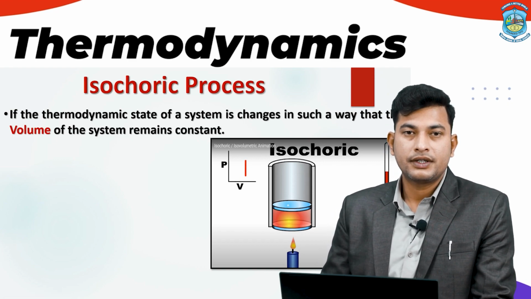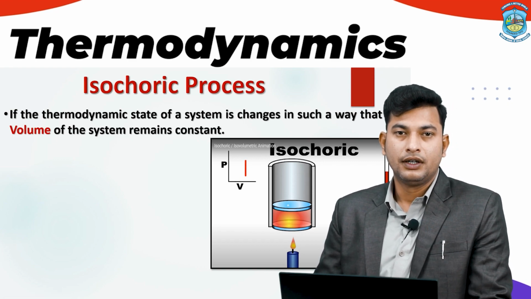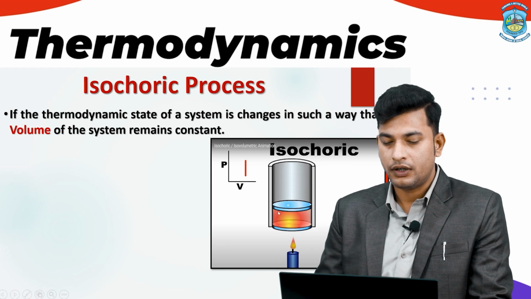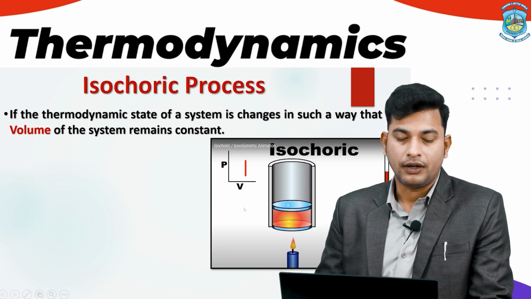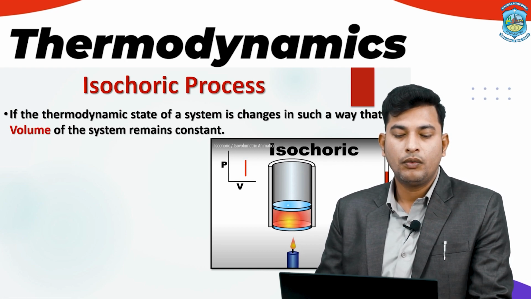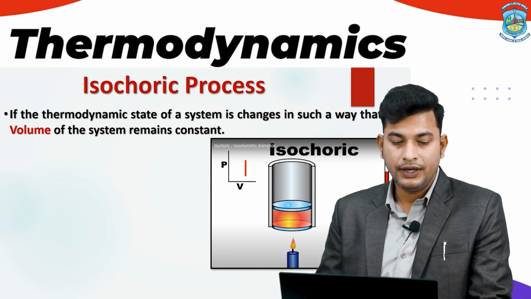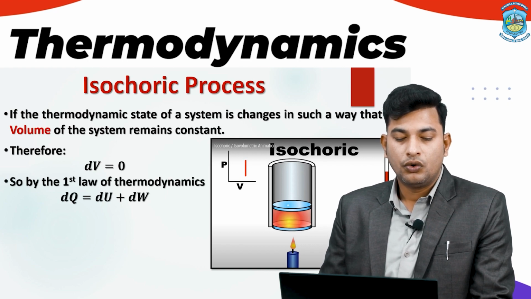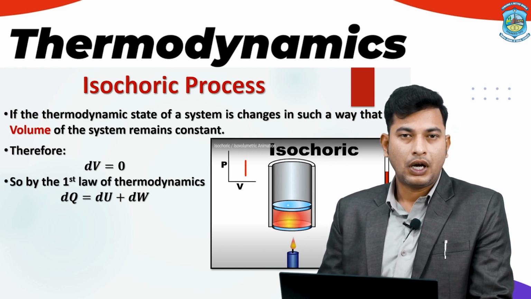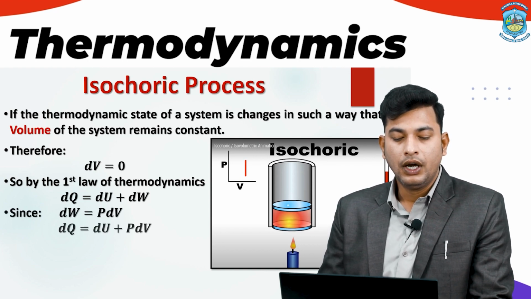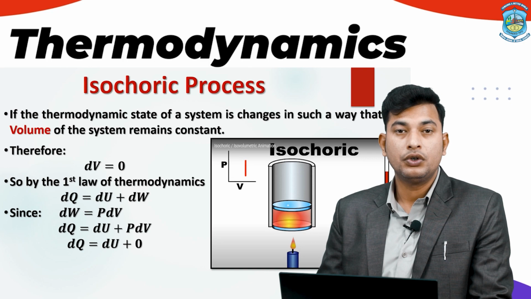So if we differentiate it, then dV is equal to 0, or the change in volume is equal to 0. This means that there is no work done. If the thermodynamic state of a system changes in such a way that the volume of the system remains constant, it means that dV is equal to 0. Once dV is equal to 0, according to the first law of thermodynamics, dq is equal to du plus dw, and in place of dw we can put P dot dV, and in place of dV we can put 0. So we will have dq is equal to du.